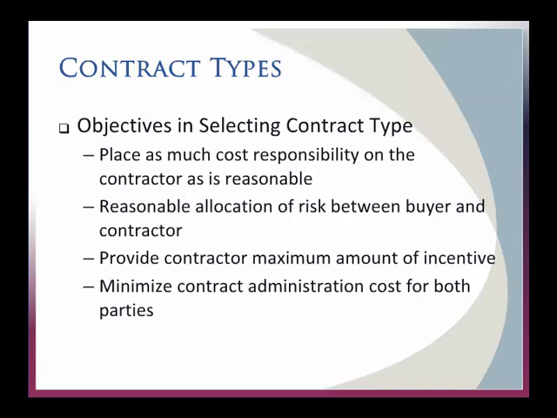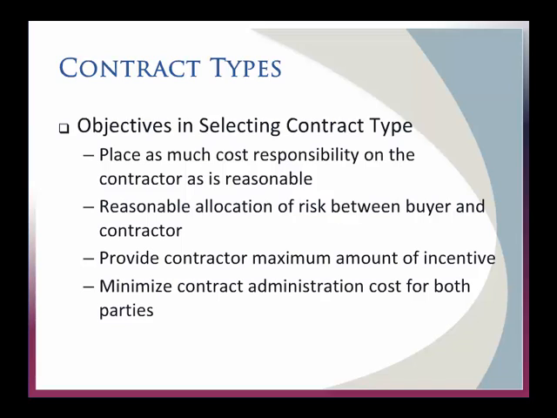They're not all the same, and you want to pick a contract type that fits what you're trying to accomplish, not just what's convenient. So you want to place as much responsibility on the contractor as is reasonable. That's important, as is reasonable. Reasonable allocation of risk between the buyer and the contractor is the goal here. You also want to give them a lot of incentives.